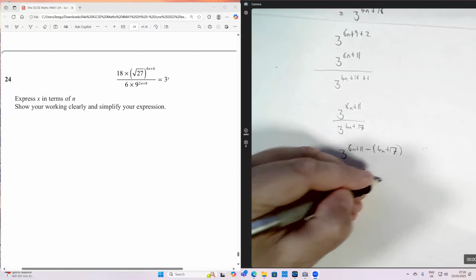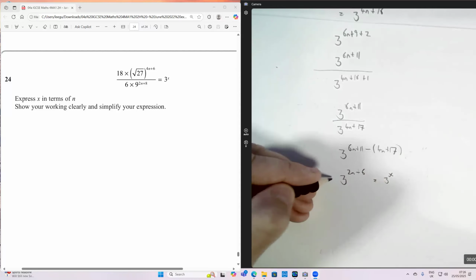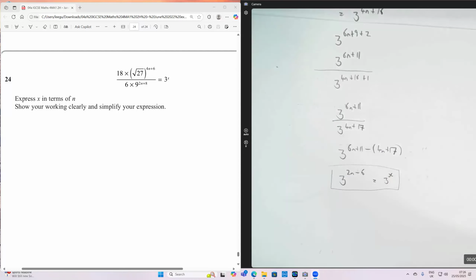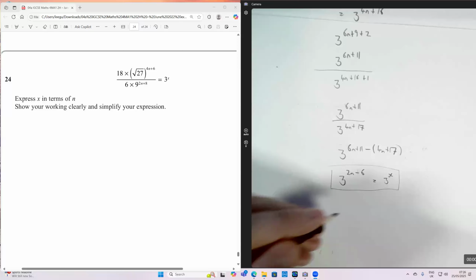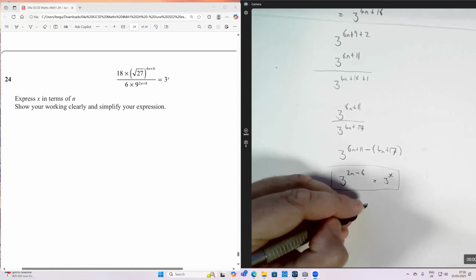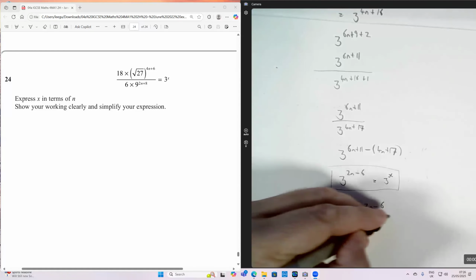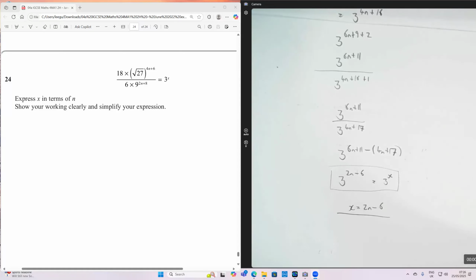And that is all equal to 3 to the power of x. Now, it says express x in terms of n. So x is therefore equal to 2n minus 6. And that is that very difficult grade 9 question broken down.